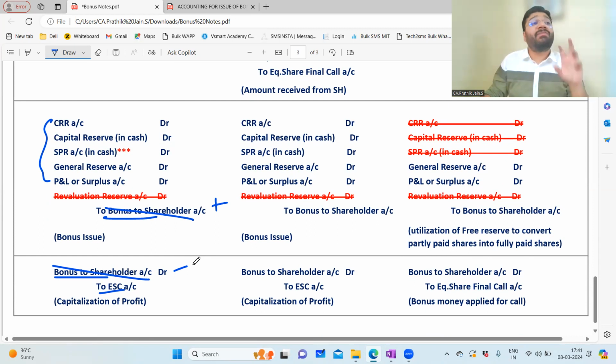In that case, which are all the types of reserves that you can use and in what order are we supposed to use them? So we learned that the first reserve that we will use is CRR, Capital Redemption Reserve. So what is Capital Redemption Reserve? Today, if I'm issuing preference share capital with the condition that 5 years later I'll redeem it, then at the end of the 5th year it will be a pressure on me to repay the money because I have not made sufficient arrangement.